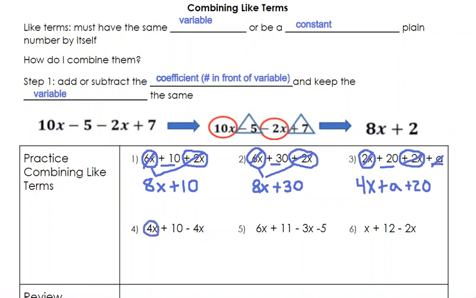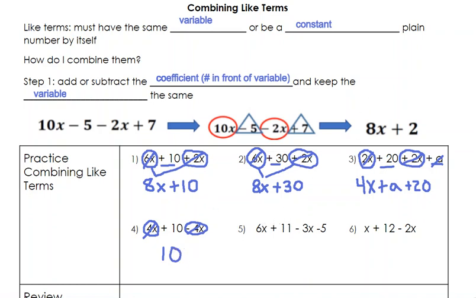Number 4, I have a 4x and I have a minus 4x. They both have an x, so I can combine them. 4x minus 4x gives me 0. So these kind of just cancel out, and all I'm left with is that 10. And I can't combine that with anything because it doesn't have an x.